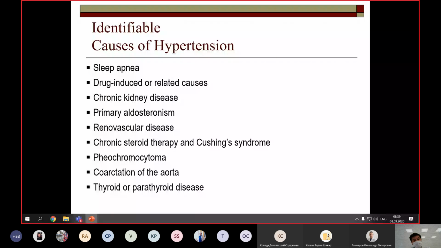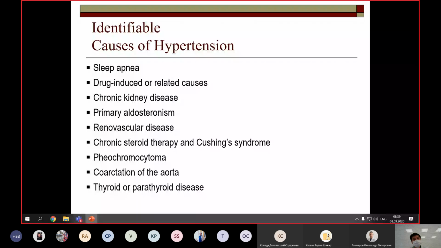What are the potential identifiable causes of hypertension? Sleep apnea, drug-induced or related causes, chronic kidney disease, primary and secondary aldosteronism, renal vascular disease, chronic steroid therapy, Cushing syndrome, pheochromocytoma, coarctation of the aorta, and thyroid or parathyroid disease. This is a short list that includes some potential causes of hypertension, focusing on the primary reason. Pay attention that the primary reason that has a causative influence on the occurrence of arterial hypertension is the principle for differential diagnosis in patients between essential, or primary, and secondary symptomatic arterial hypertension.